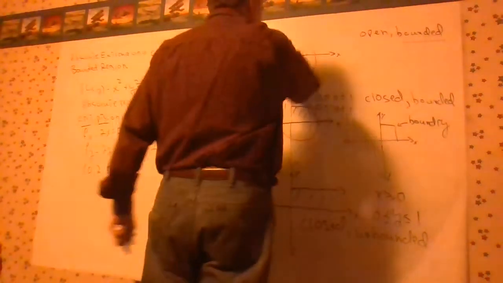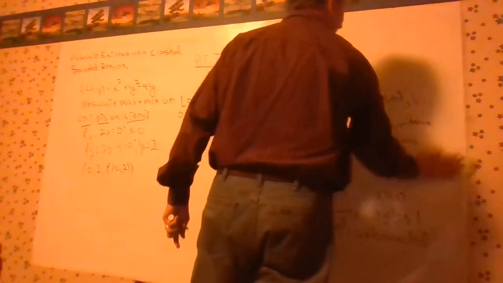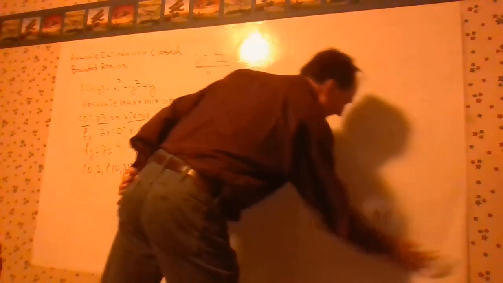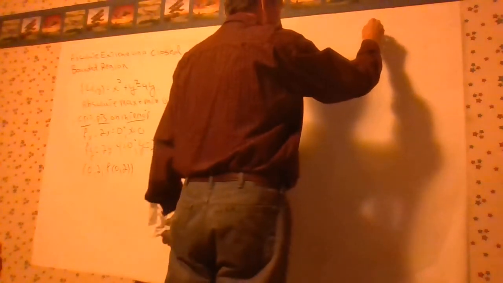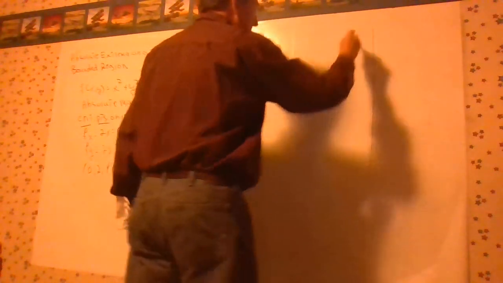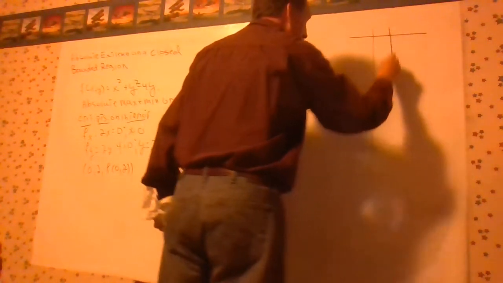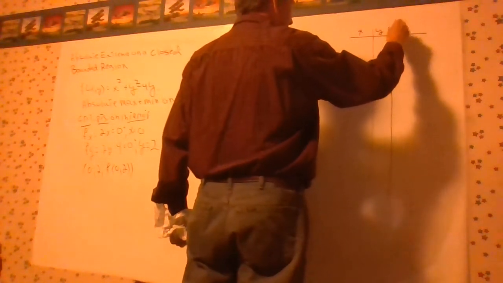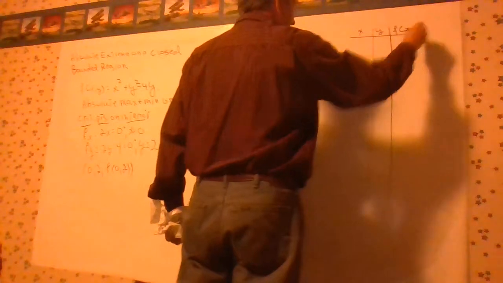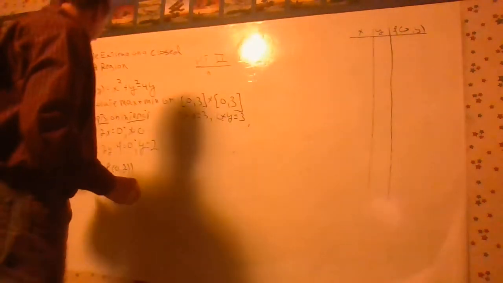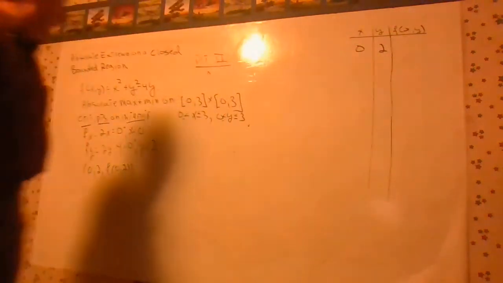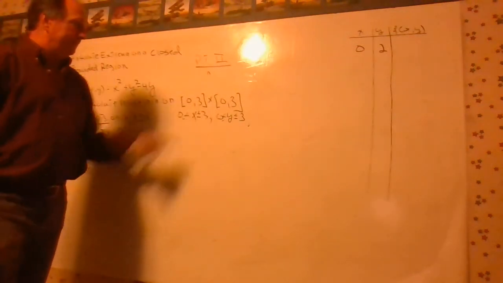And what we're going to do is this. We need to clear some space. And we're going to make ourselves a chart: x, y, f of x, y. And so far we have a 0 and a 2 for x and y. That's on this interior, by the way.